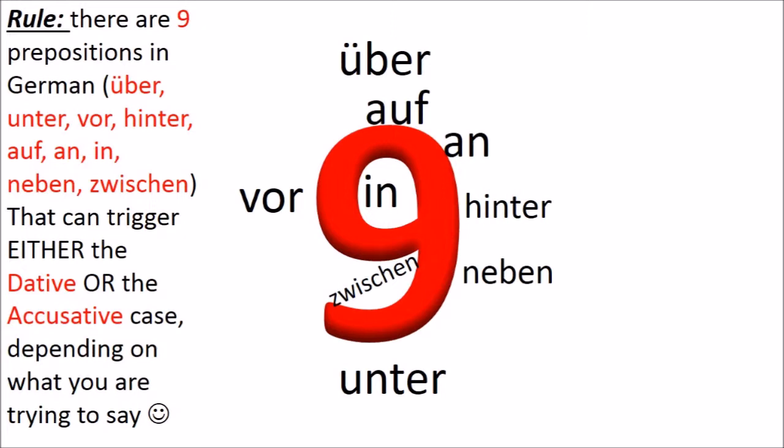One way to remember these 9 prepositions would be to place them in their respective positions around the number 9, as you see in this image. So über goes over the 9, unter is under the 9, zwischen is between the 9, etc.